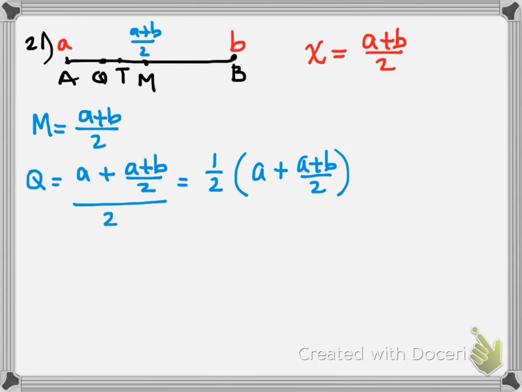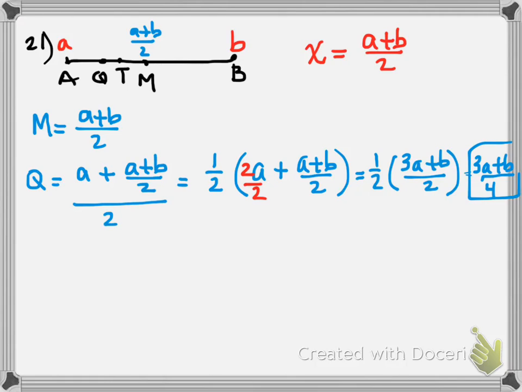Okay, that's going to make it a little easier. Now, I cannot add a to a plus b over 2, so what I'm going to do is multiply top and bottom of a by 2. So now I have a common denominator, and now I'm at 1/2 times the quantity 2a plus a is 3a plus b all over 2. So when I distribute, I get 3a plus b all over 4. And that's where Q is located.